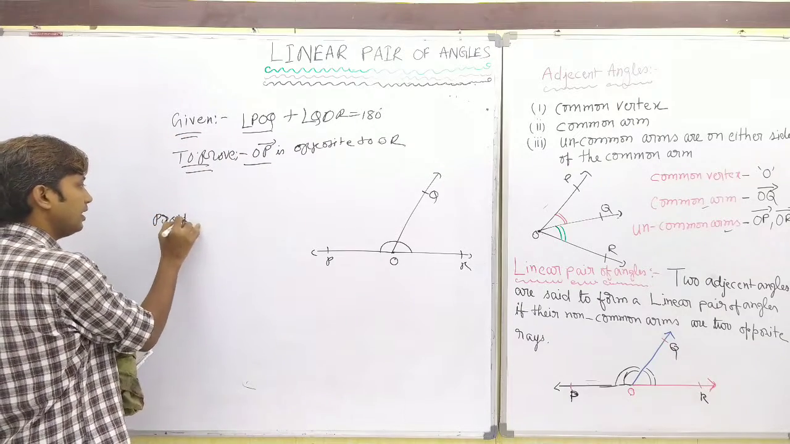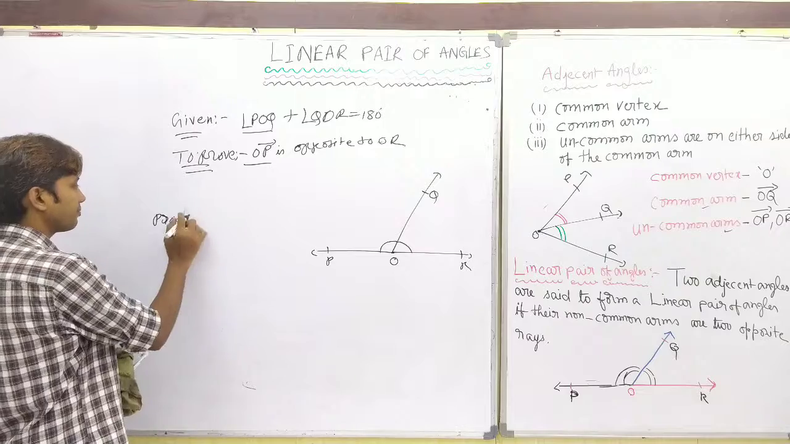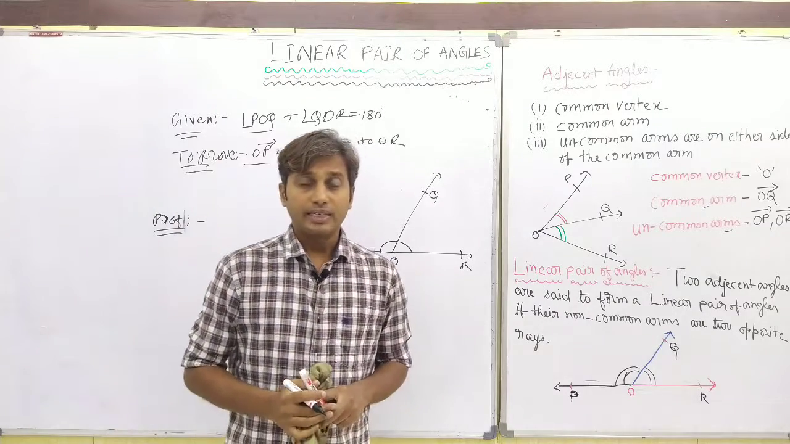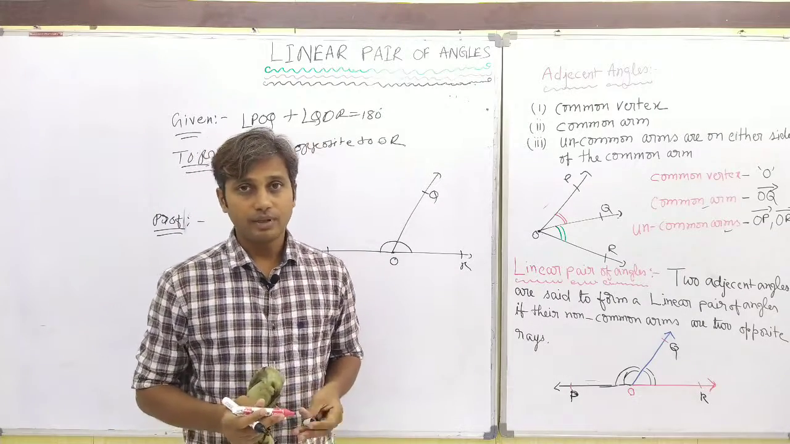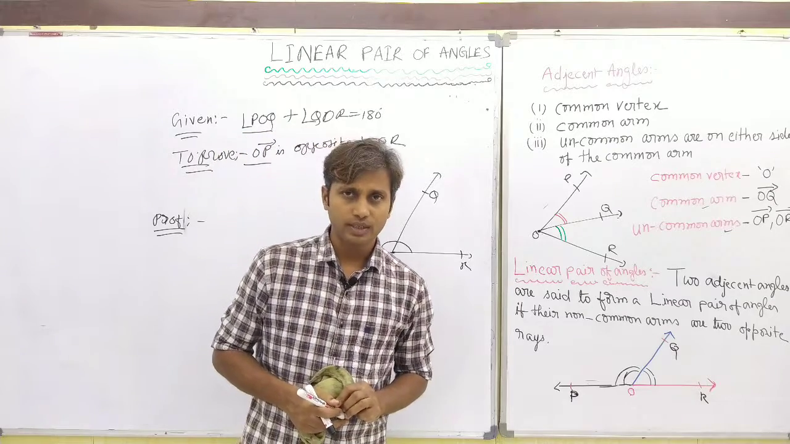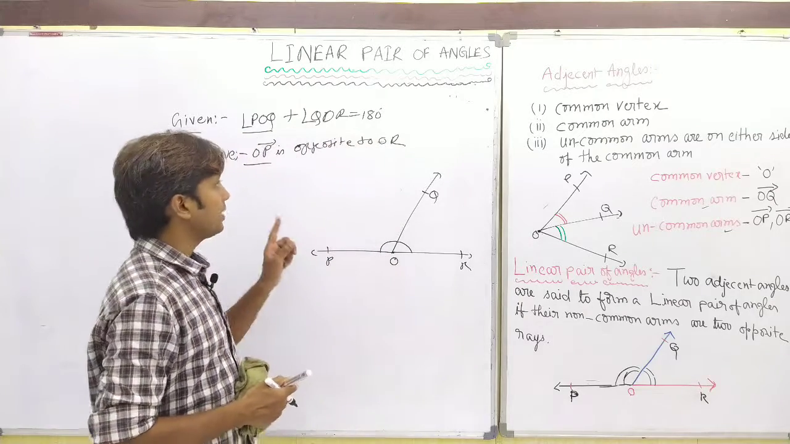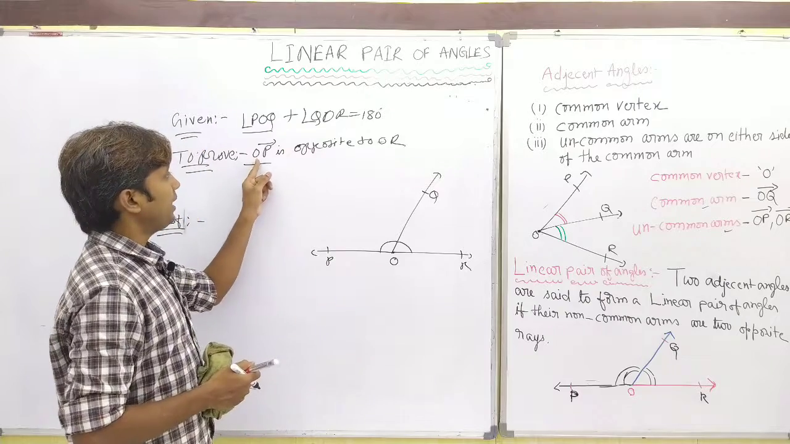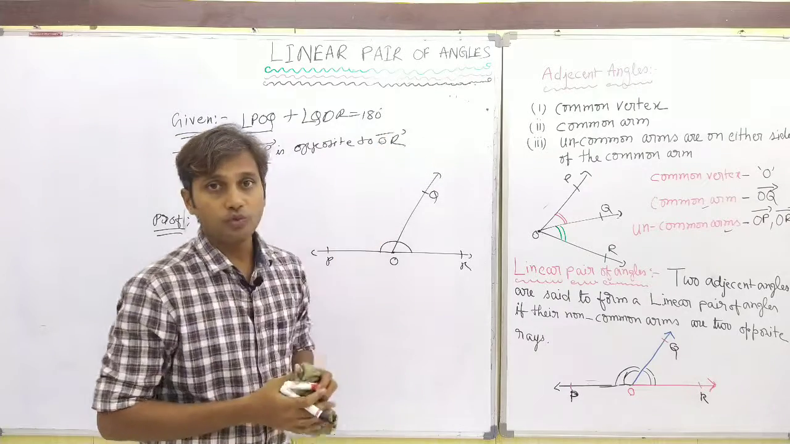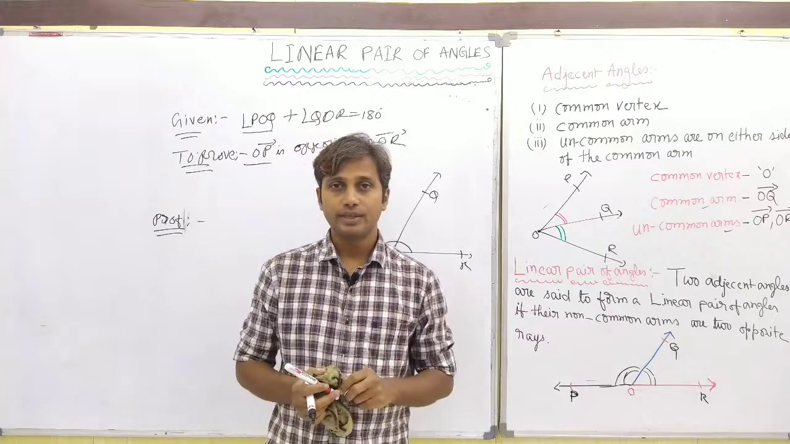See this. To prove this theorem, the direct method is not applicable. So here we need to go for the indirect method. Indirect method in the sense what? What do we have to prove? What should be the conclusion? OP is opposite to OR. That we need to prove here.